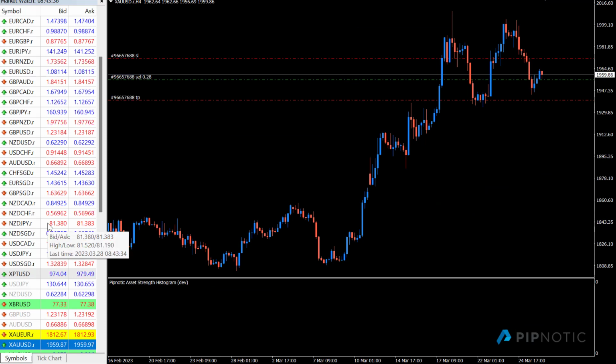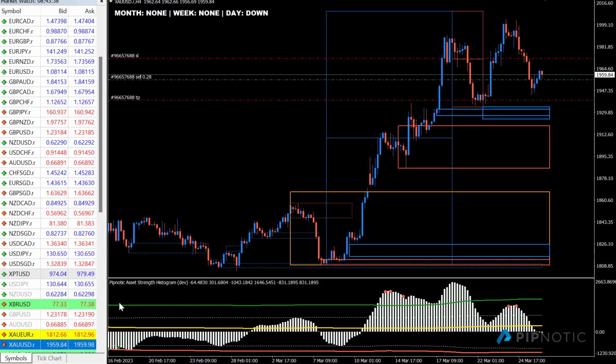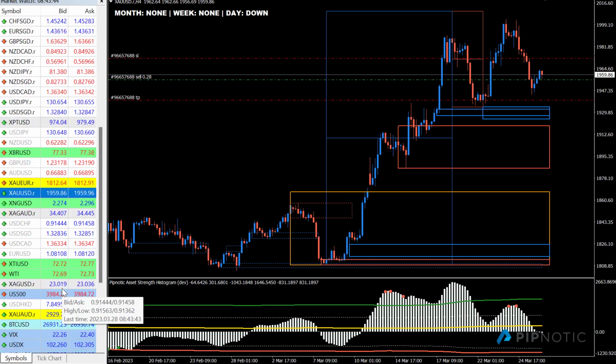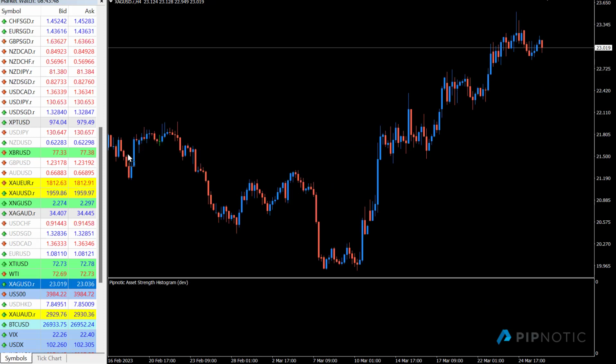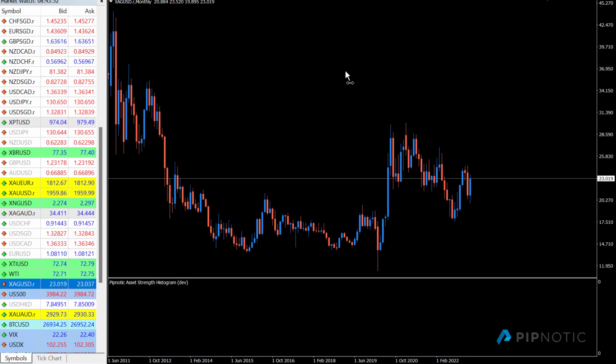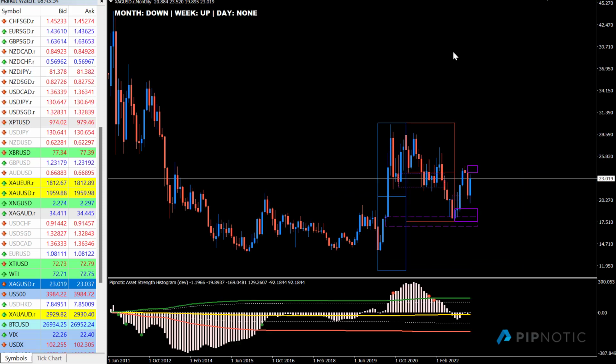Okay, let's have a look at silver. Where are we here? All right, so on the monthly chart, now I don't have a lot of data. You can see, gosh, we had some enormous demand for silver.